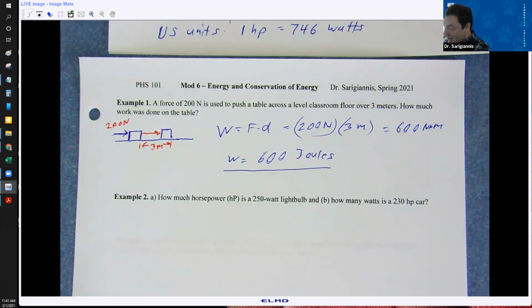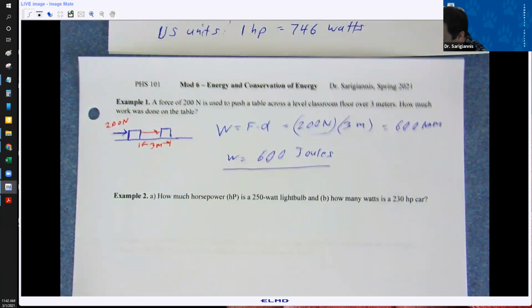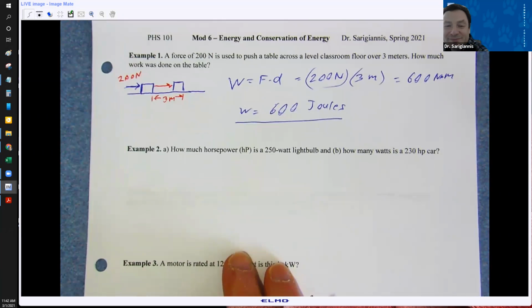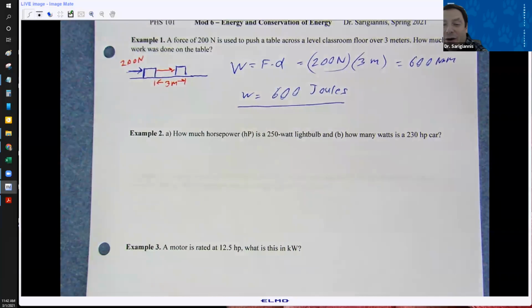Example 2 is a conversion problem. Oh, in fact, examples 3 and 4 are also conversion problems. They're all different flavors of conversion problems. Let's look at example 2 here. How much horsepower is a 250-watt light bulb?